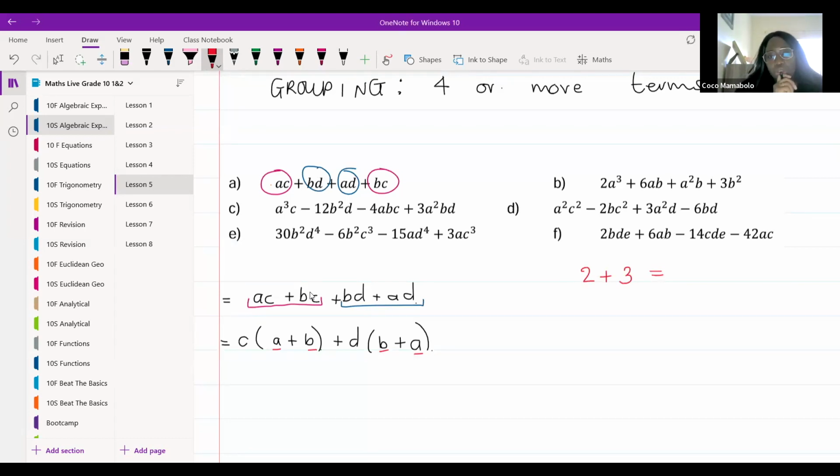Correct, princess. Only if it's a negative. 2 plus 3 will give us 8? No, not in this case, Skulani. 2 plus 3 is 5.